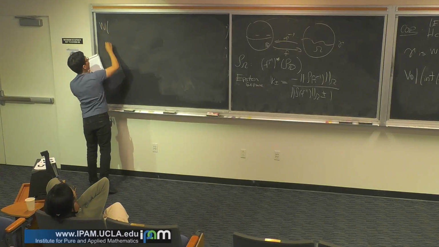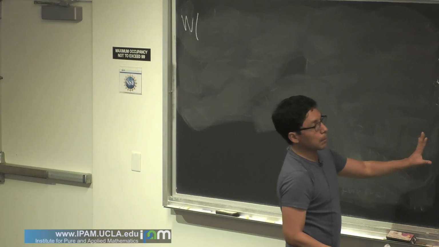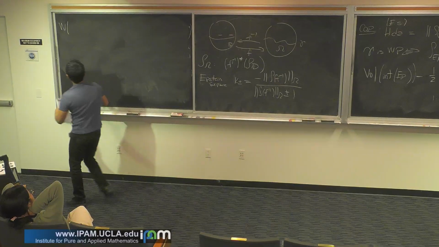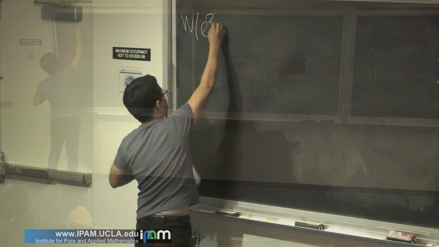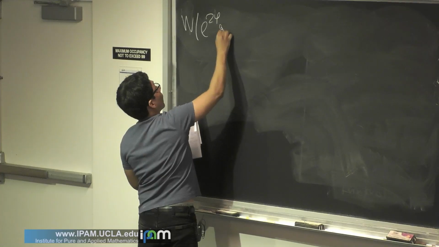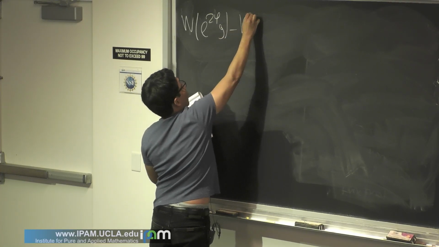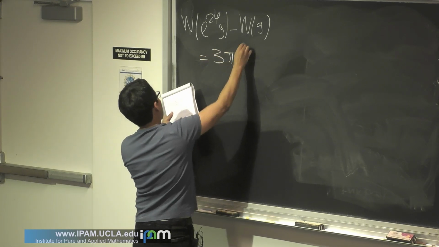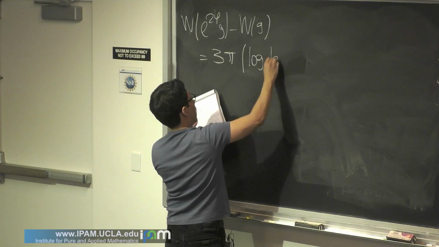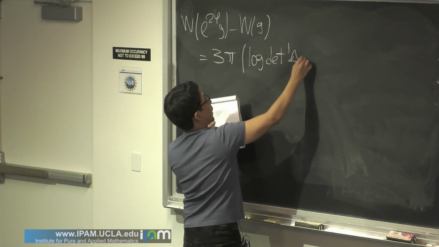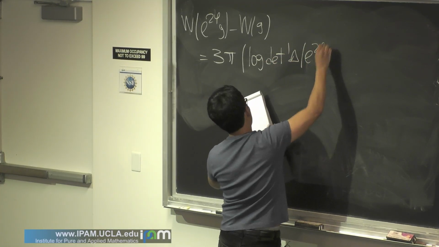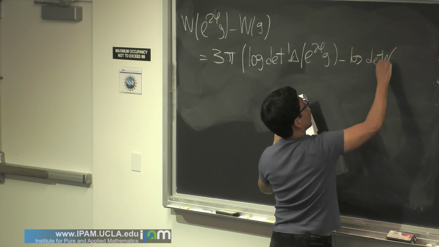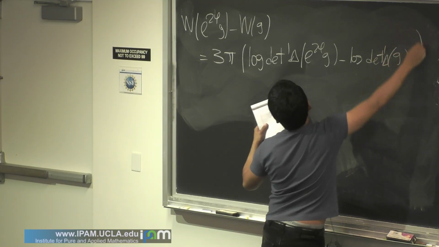In particular, I'm just going to call it W volume, but it's just a volume functional defined very much in this way. There is a way to define a volume functional associated to a metric in my domain and a conformal rescaling, so that the following identity is going to happen. This is going to be 3 times pi log determinant of the Laplacian of this metric minus log determinant of the Laplacian of this metric.